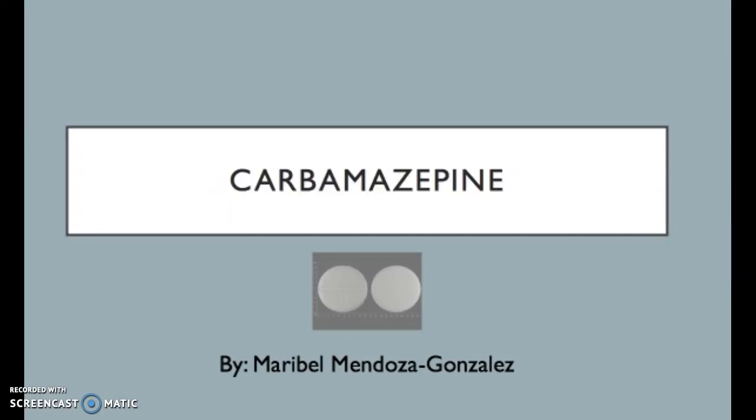Carbamazepine by Maribel Mendoza Gonzalez. Here's a picture of carbamazepine in pill form. There are two reasons why I chose to talk about carbamazepine. One, my older sister takes it to treat her epilepsy seizures. And secondly, I recently learned that my family carries a rare disease called Fabry's disease. And carbamazepine is used to treat the symptoms of it.